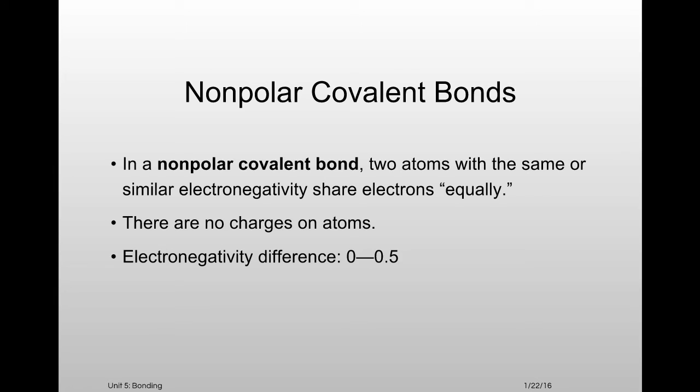So in a nonpolar covalent bond, two atoms with the same or similar electronegativities share electrons equally. And we do not write the delta notation because there are no charges on the atoms. And in order to classify a bond as nonpolar covalent, if we subtract the two electronegativities, the answer will be below 0.5.